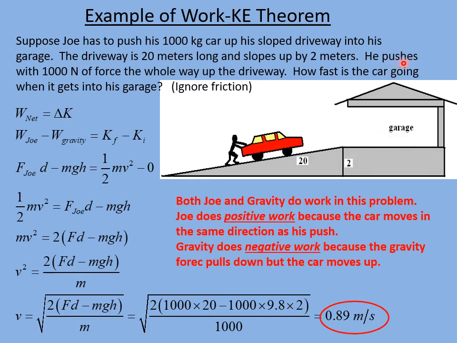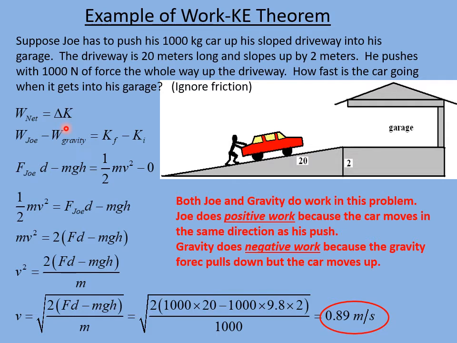So he's pushing with 1,000 newtons of force, we're told, the whole way up the driveway. The question is, how fast is the car going when it gets into his garage? And again, we're going to ignore friction. So this is another good application of the Work-Kinetic-Energy Theorem. The net amount of work done is equal to the change in kinetic energy.